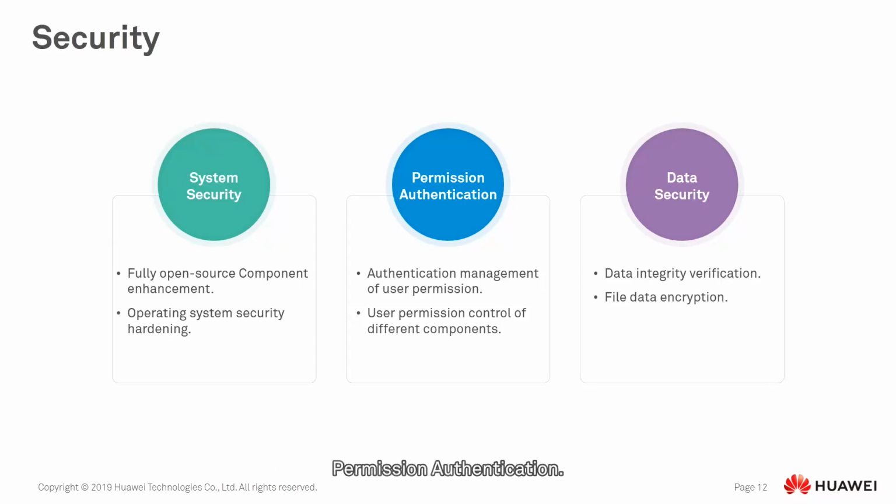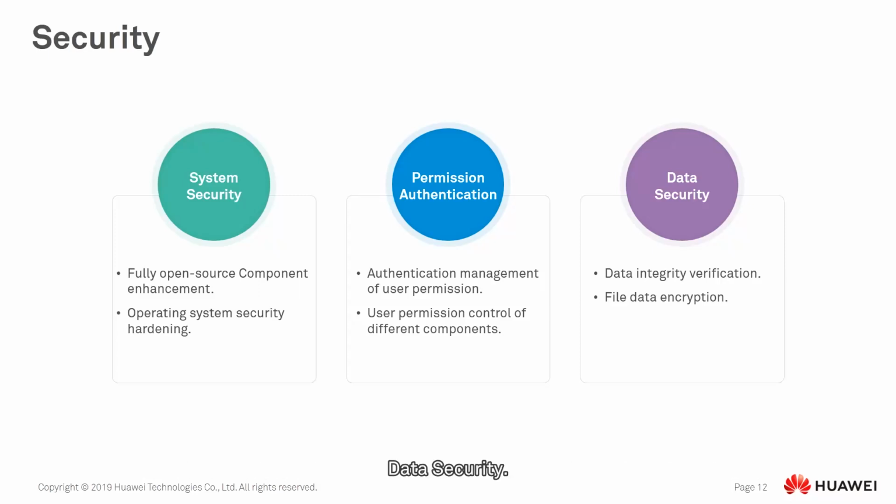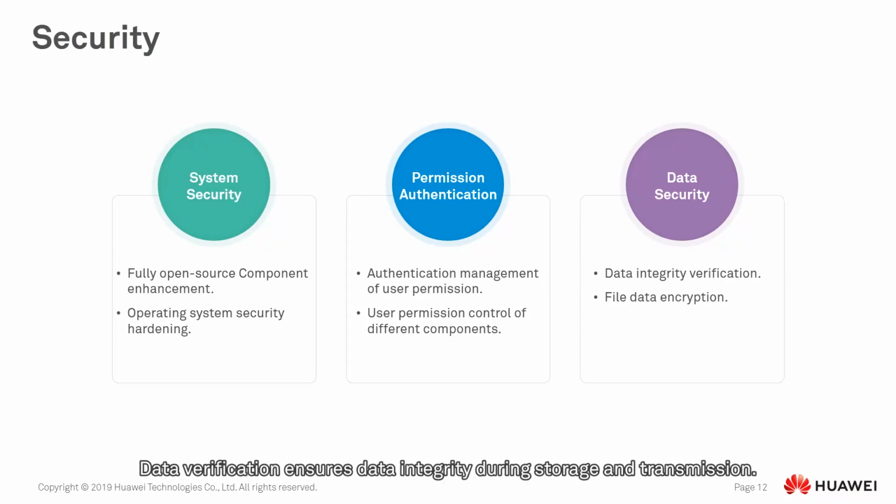Permission authentication. FusionInsight HD manages rights based on the role, ensuring user rights authorization, and can control access rights to different components for different users. Data security. Data verification ensures data integrity during storage and transmission, and the data security is ensured by encrypted data storage and access control.